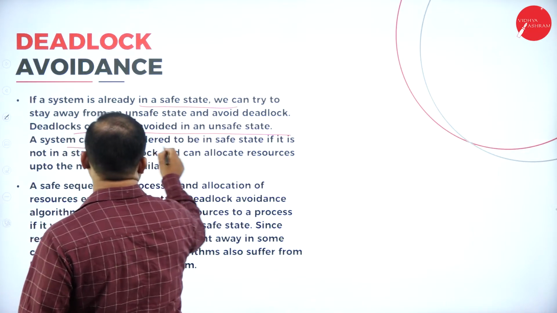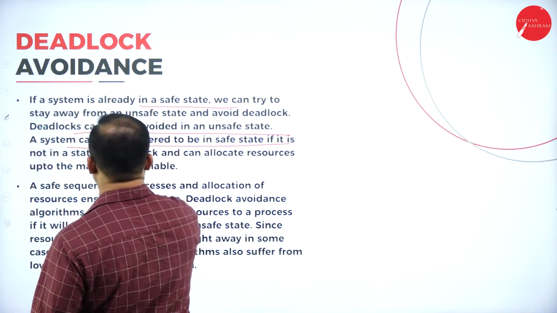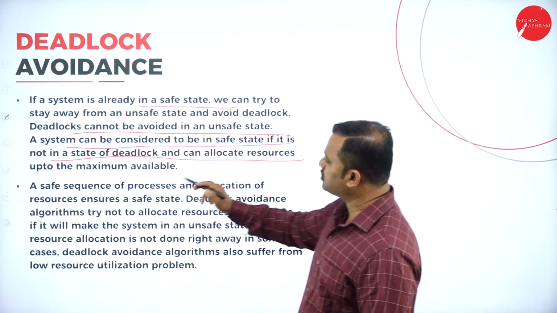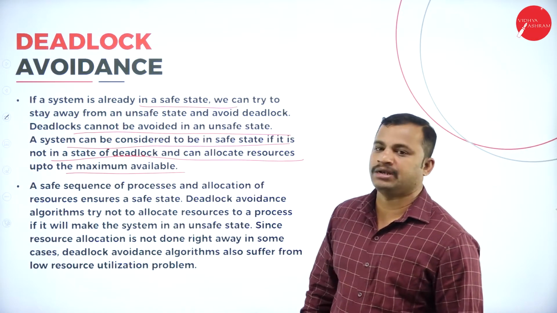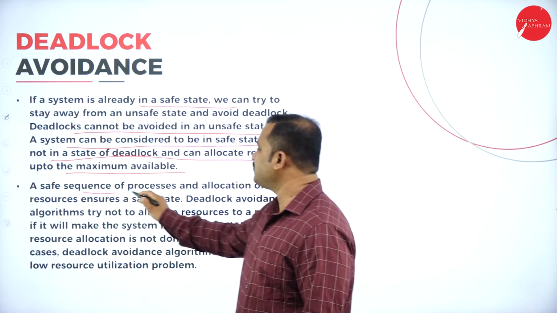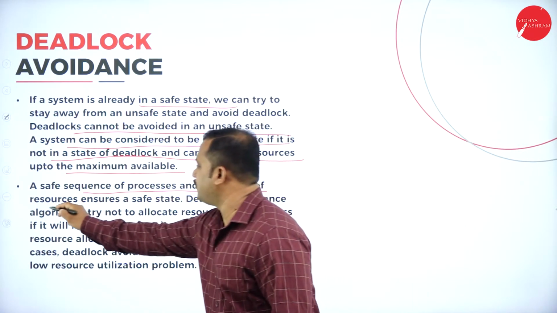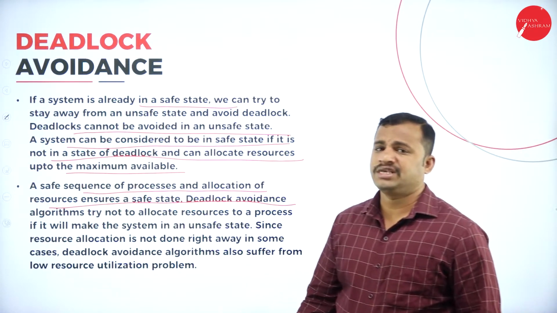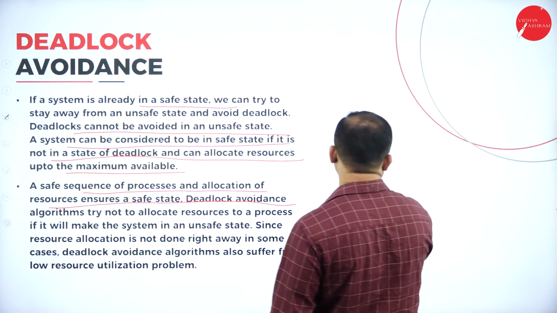A system can be considered to be in a safe state if it is not in the state of deadlock and can allocate resources up to the maximum available. That is the meaning of this. Then, a safe sequence of processes and allocation of resources ensures a safe state. We have a safe sequence. What is the meaning of safe sequence?